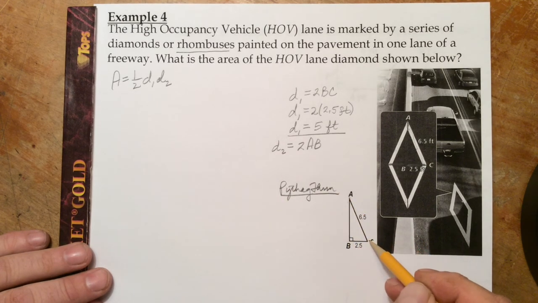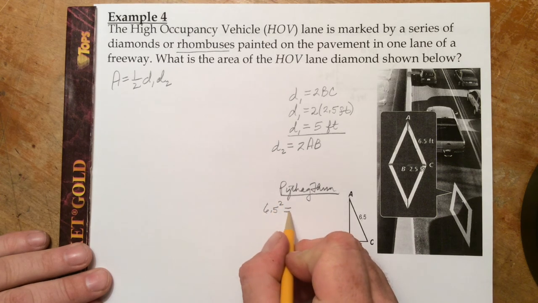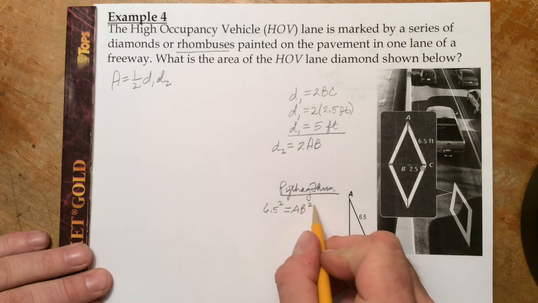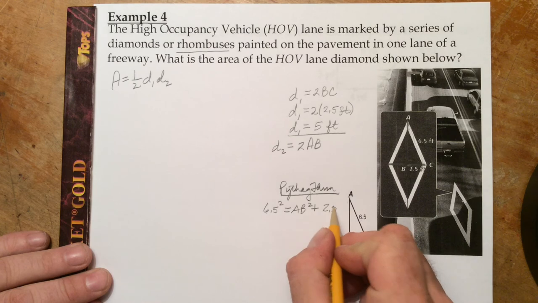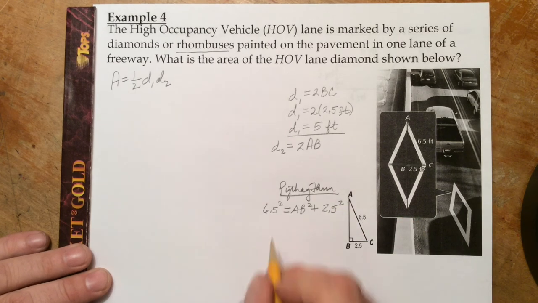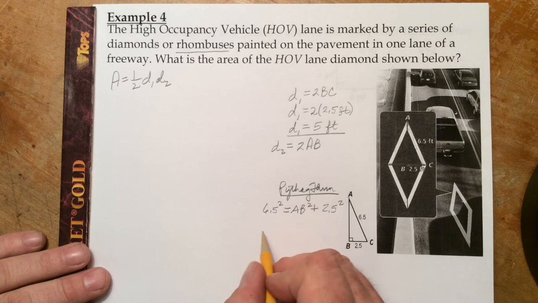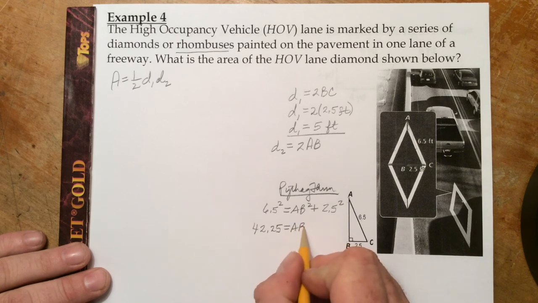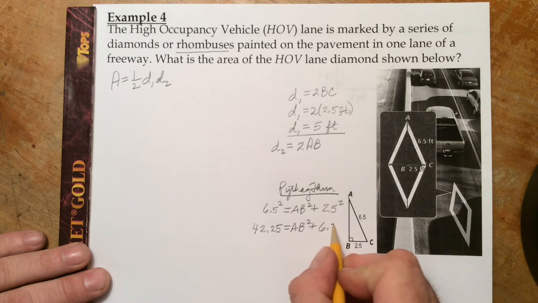So take the hypotenuse AC, which is 6.5, and square it. And that's going to equal the length of AB squared plus the length of BC, which is 2.5 squared. Solving this, take your calculator. 6.5 squared will give us 42.25 equals AB squared plus 2.5 squared, which gives us 6.25.